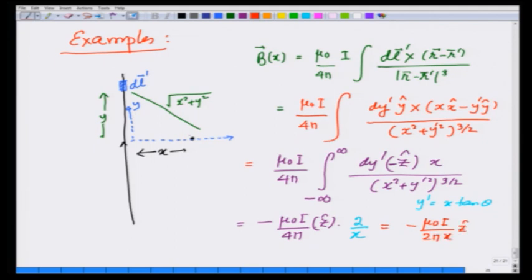So, at this point the field goes in the minus z direction; x cross y is z, which is coming out of the paper. So, it is going into the paper. If you calculate at this point, it will be coming out. Since this is an infinitely long wire, where this point is does not really matter. So, all over the field is going in, coming out on this side, and its magnitude is mu 0 I over 2 pi x.